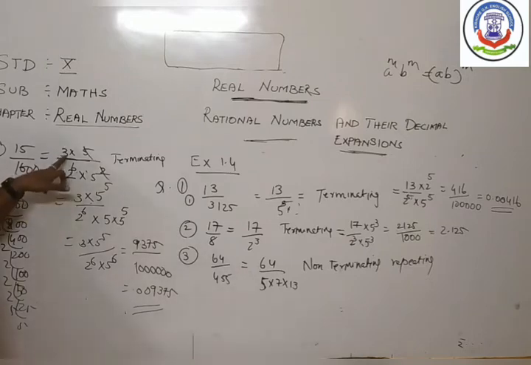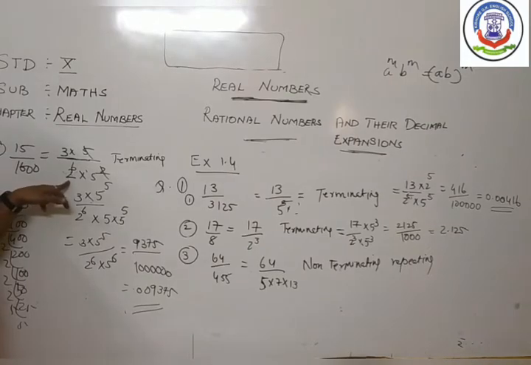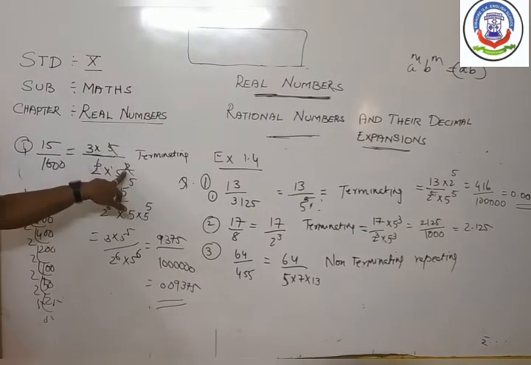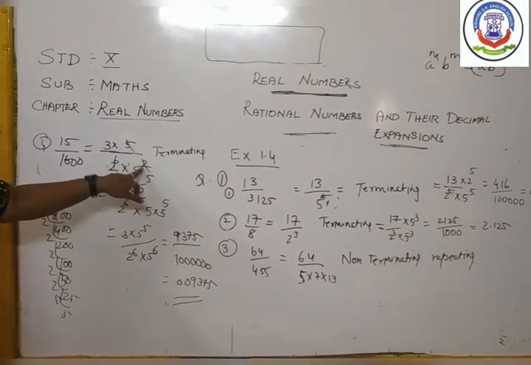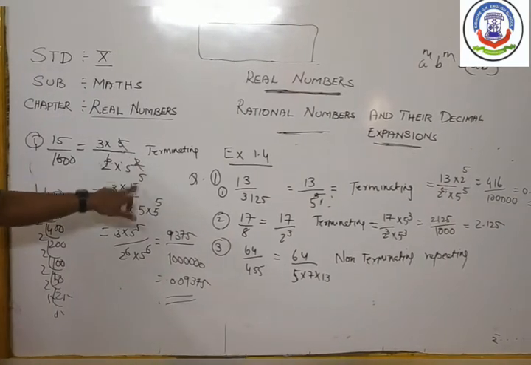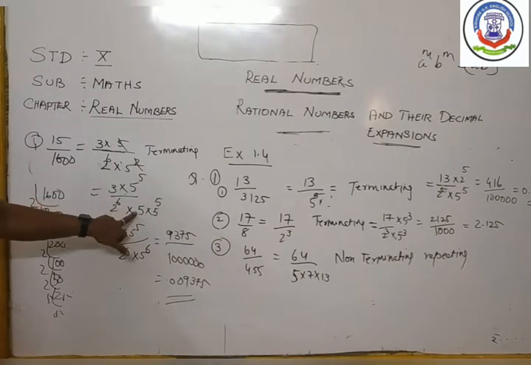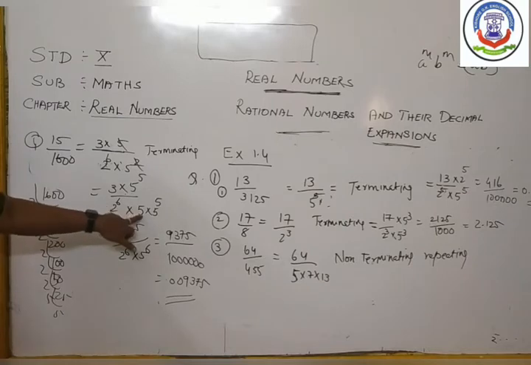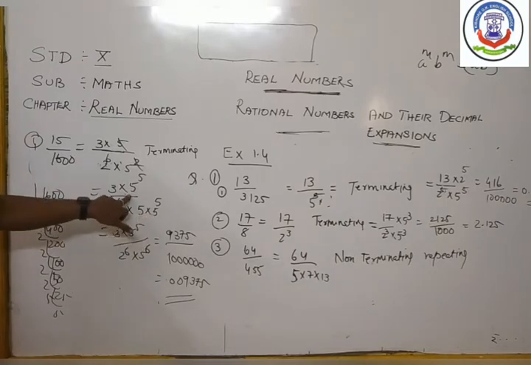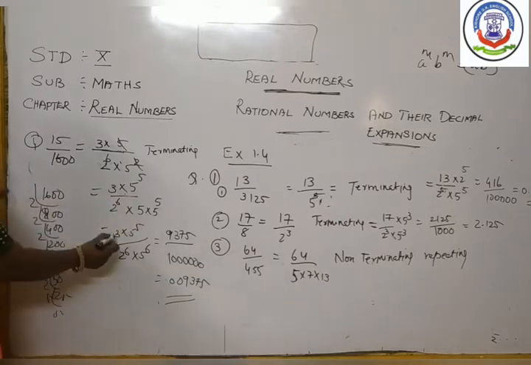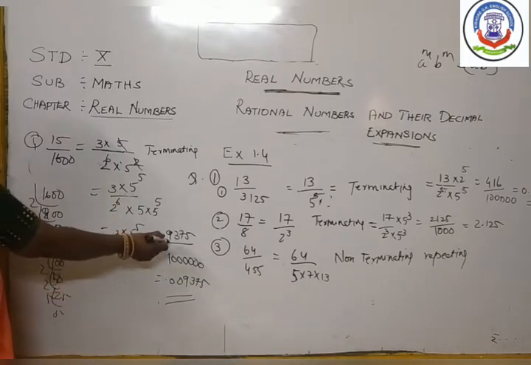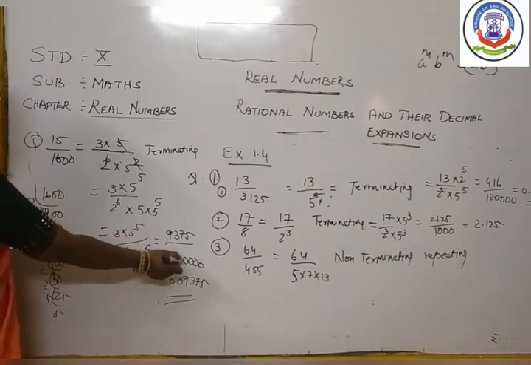15 upon 1600: you will write 15 as 3 into 5. And 1600 you will factorize and write as 2 raised to 6 into 5 square. Prime factorization. This 5 and 5 cancel, so you get only one 5. But for making it 5 raised to 6, you have to multiply by 5 raised to 5. Here also it will come 3 into 5 raised to 5, over 2 raised to 6 into 5 raised to 6. It will come 9375 upon this.